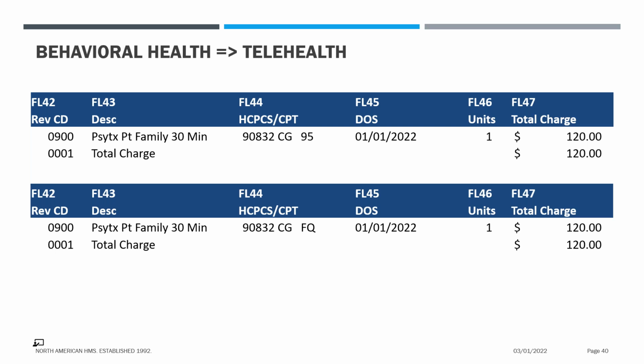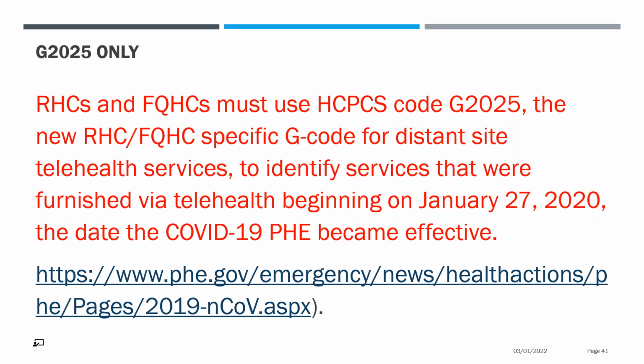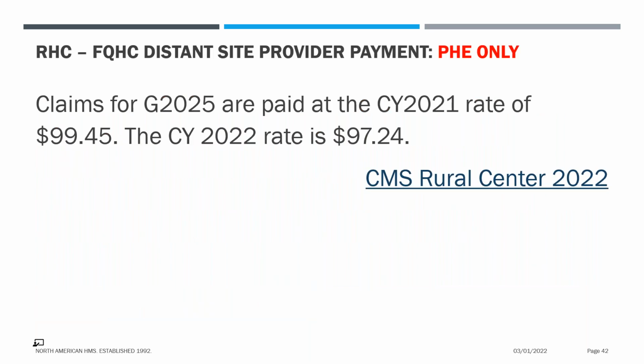95 for regular old telehealth. It's amazing we have regular old telehealth now. It's kind of a new thing. Is that an oxymoron? Anyway, FQ telephone only. G2025 still exists. It still exists. Do we know what the payment comes from for G2025? Do we know what that is?